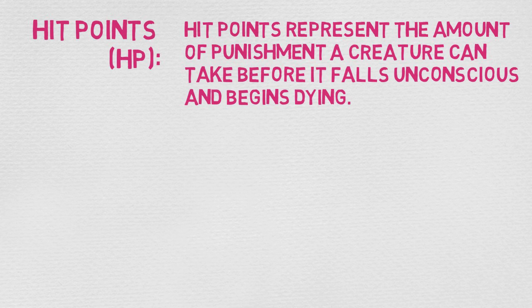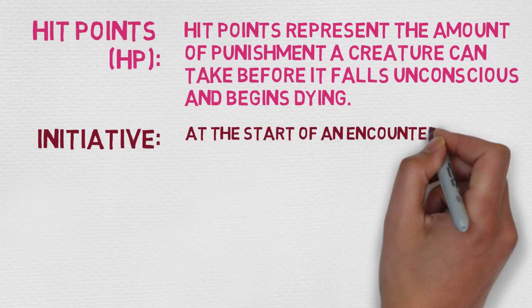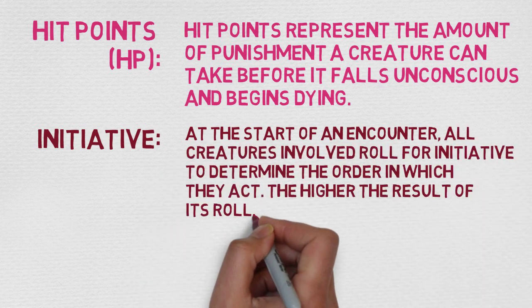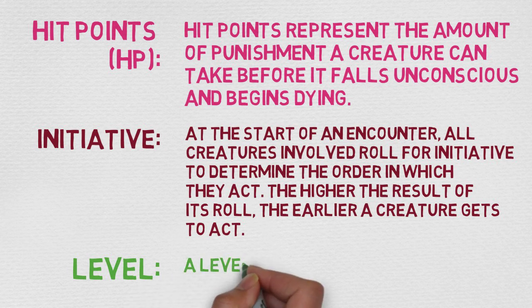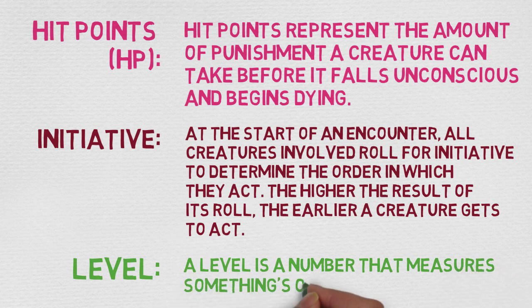Now let's move on. So hit points, or HP, once again, pretty popular term in most role-playing games. Hit points represent the amount of punishment a creature can take before it falls unconscious and begins dying. Initiative, which is something we've touched on before. At the start of an encounter, all creatures involved roll for initiative to determine the order in which they act. The higher the result of its roll, the earlier a creature gets to act. Typically, it's based off of your perception, but that's not always the case, and that's something that I really like about Pathfinder 2e.